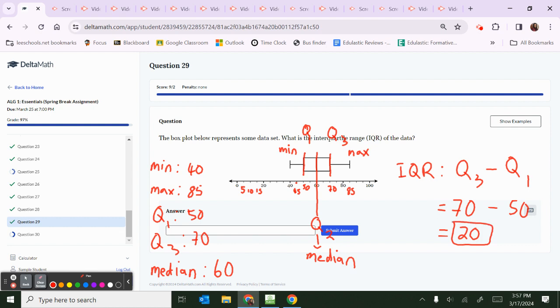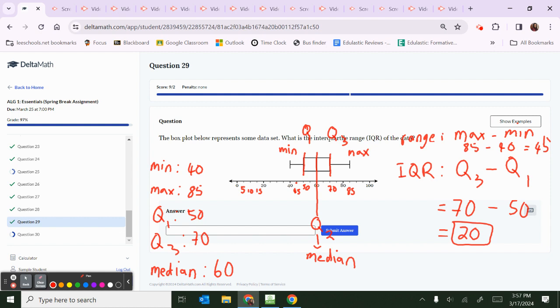But what if I also wanted to find the range? If I wanted to find the range, all I would do is the maximum value minus the minimum value. So the maximum would be 85. The minimum would be 40. So 85 minus 40 is 45. That would be the range if the question asks for the range.